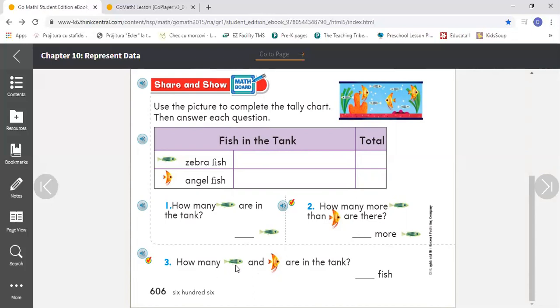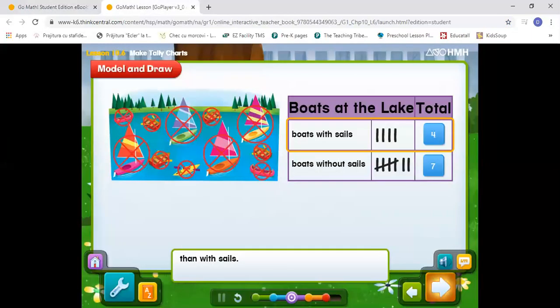Okay, and the last question. How many zebra fish and angel fish are in the tank? So this time will we subtract or will we add? What do you think? Yes, we will add because we have to put together zebra and angel fish. That is, remember, 5 plus 3 will be 8. Okay, my dears. Now, let's go back and see one more example, the last example.